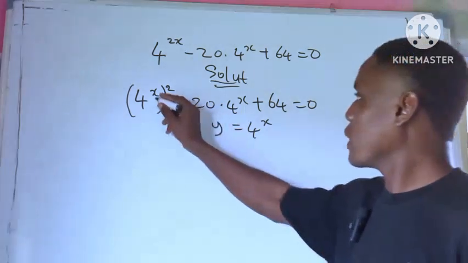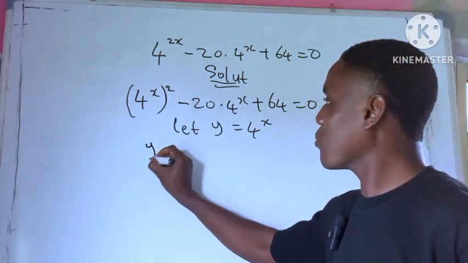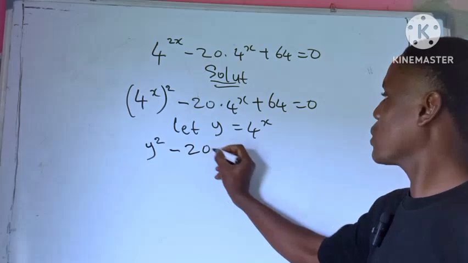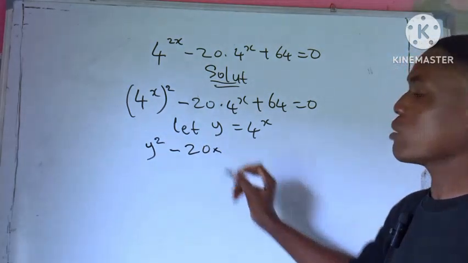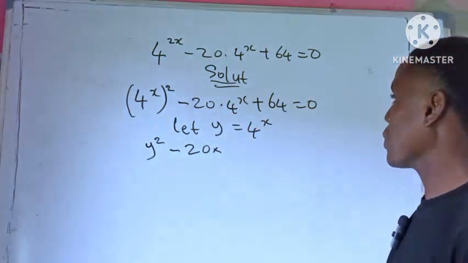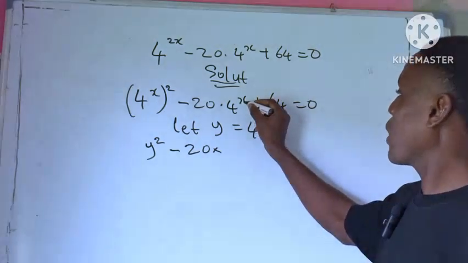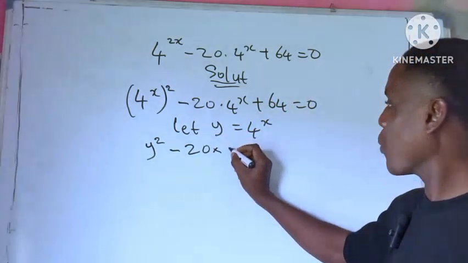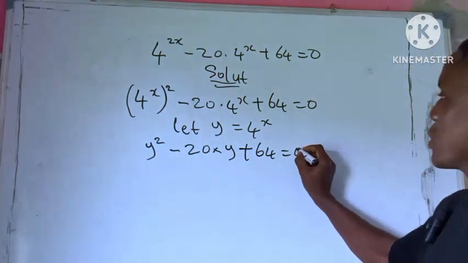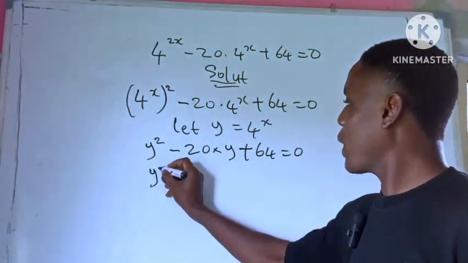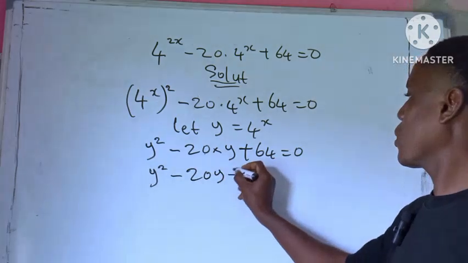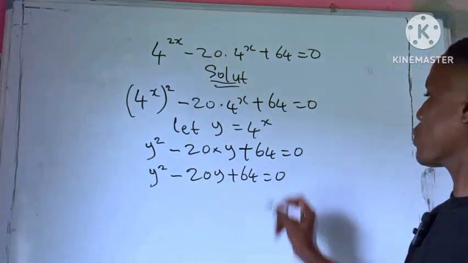Y. Okay, so here we have 4 raised to power x, so we now have y, and we have square, so it becomes y square minus 20. Okay, let's use the multiplication sign. So this one is still the same thing as multiplication. Here we have 4 raised to power x, so we put y, plus 64 equal to 0. So we have y square minus 20y plus 64 equal to 0.